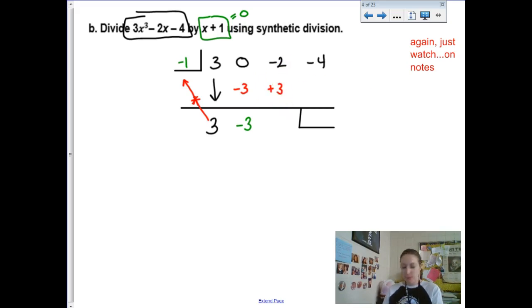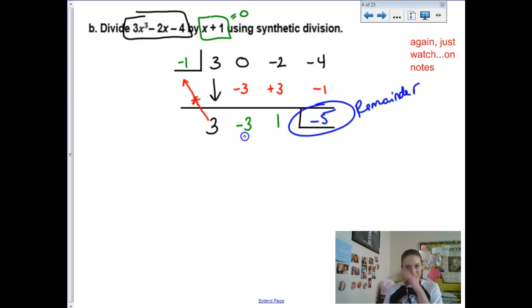And then when we add those up, we get a 1. And then 1 times negative 1 is negative 1. What do you know? We get our final number here as a negative 5. This last thing you get is called your remainder. I already kind of knew that would happen.